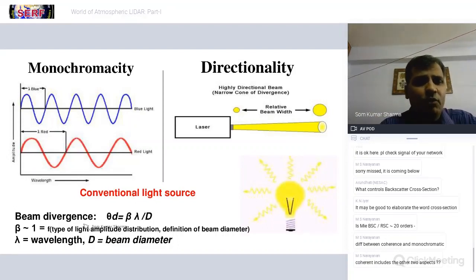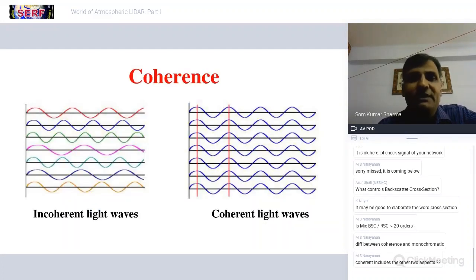The simple formula for beam divergence is theta_d equal to beta lambda upon d, where beta is almost 1 for the type of light amplitude distribution or beam diameter definition. For a given light, you can take beta equal to 1. Then the beam divergence depends upon wavelength and beam diameter. So you can very simply calculate how much beam divergence there will be by knowing these small properties of the light.